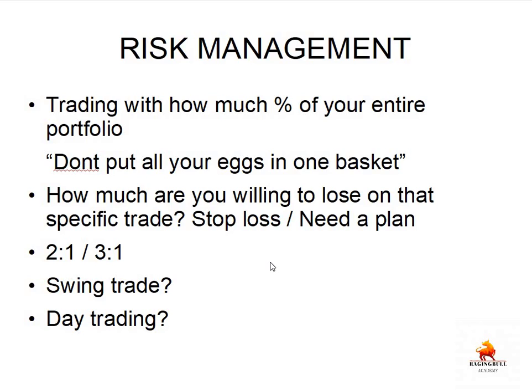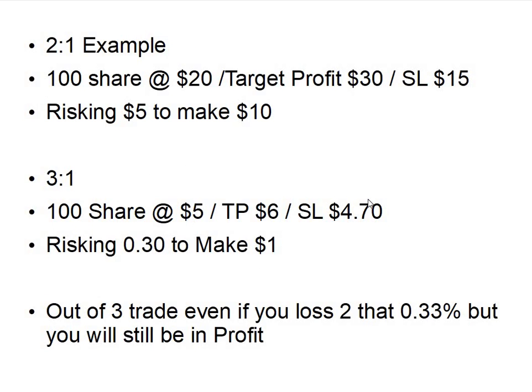Now going to the example, a 2-to-1 ratio example. Let's suppose, I hope you're writing this down, sometimes people understand it by writing down, sometimes people see it and make sense out of it. Let's suppose you bought 100 shares at $20. Your target profit, a lot of people call it TP, TP stands for target profit. You said, hey, I want a target profit of $30, so that's $10 of profit that you're looking at.